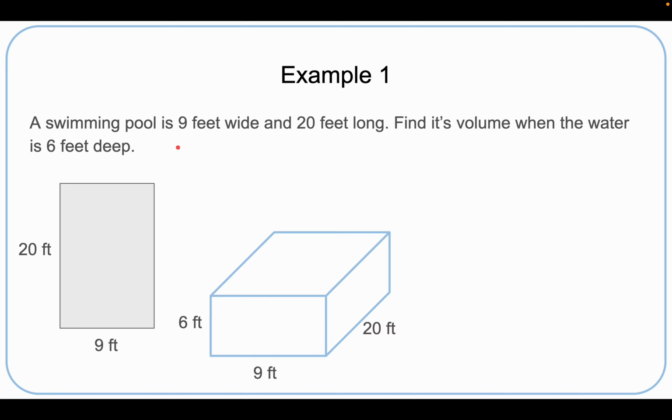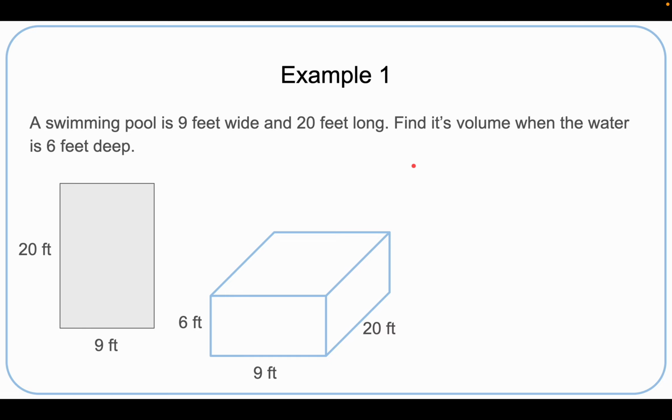So here's another example. A swimming pool is 9 feet wide and 20 feet long. Find its volume when the water is 6 feet deep. Here we can see a picture of the base of the pool. It's 9 feet wide and 20 feet long. And then here we have it in 3 dimensions when we add 6 feet of height.